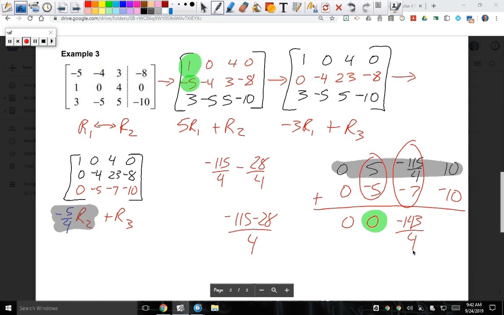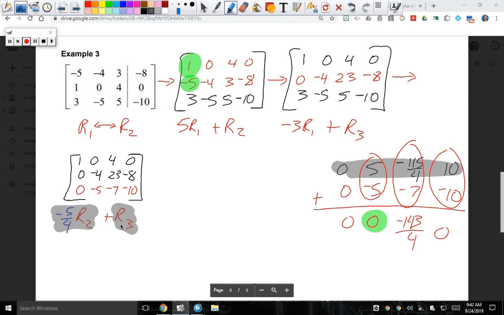Okay? All right. What will the last number be when I add them together? What will the last number become? 0. So here we go. We just changed row 3 to become a new row 3 of 0, 0, negative 143 over 4, 0. Everything else stays the same.